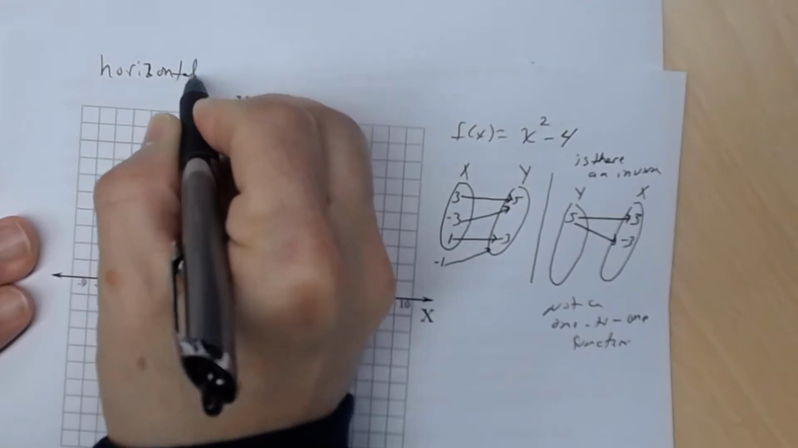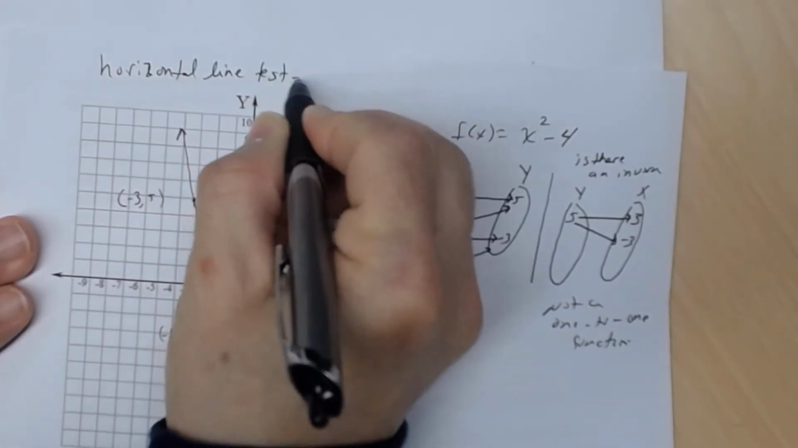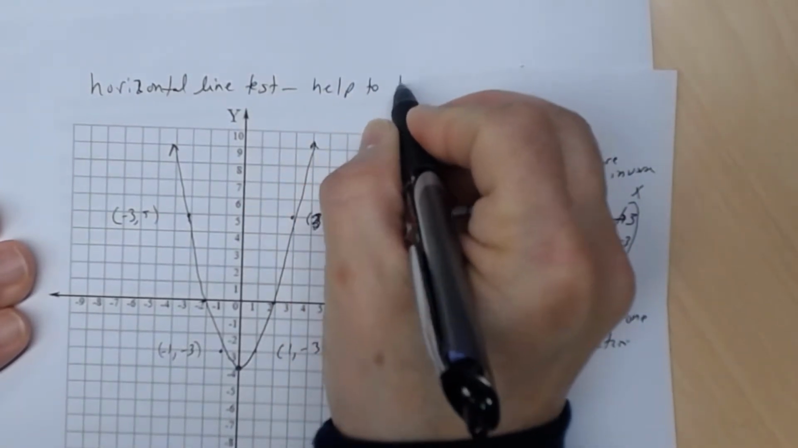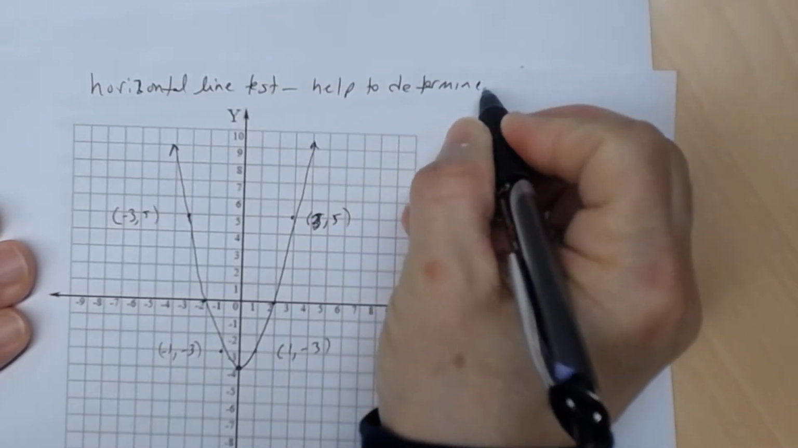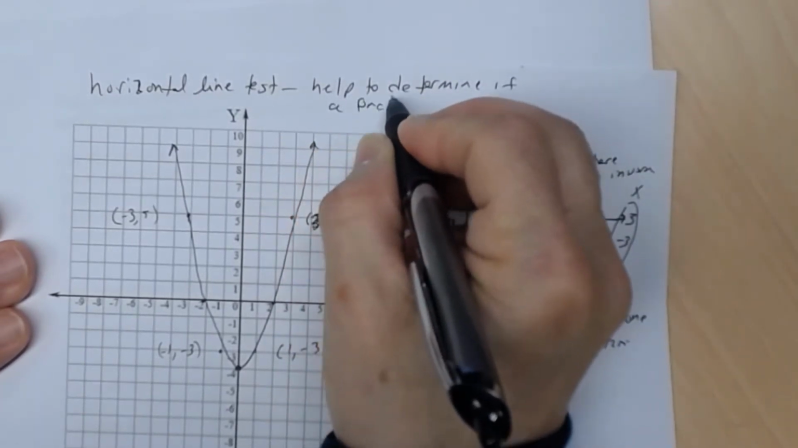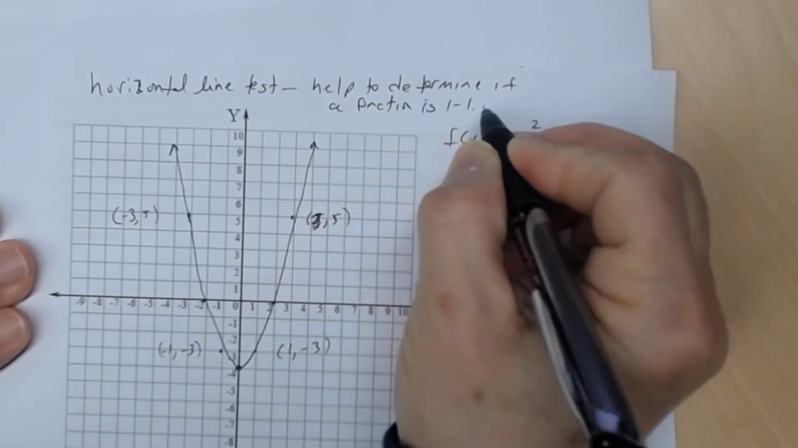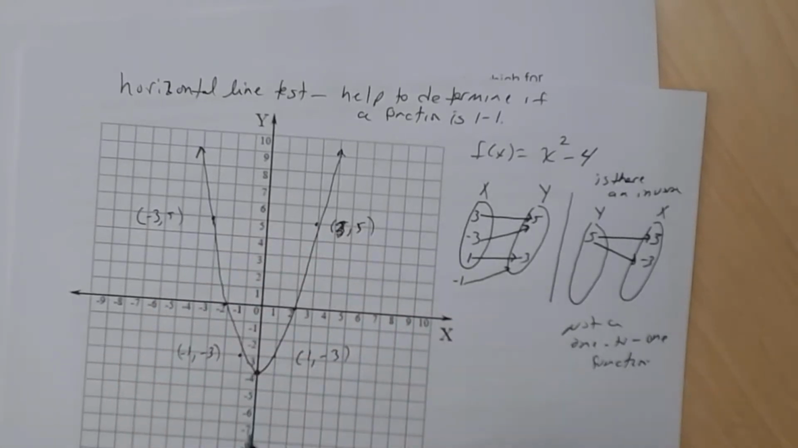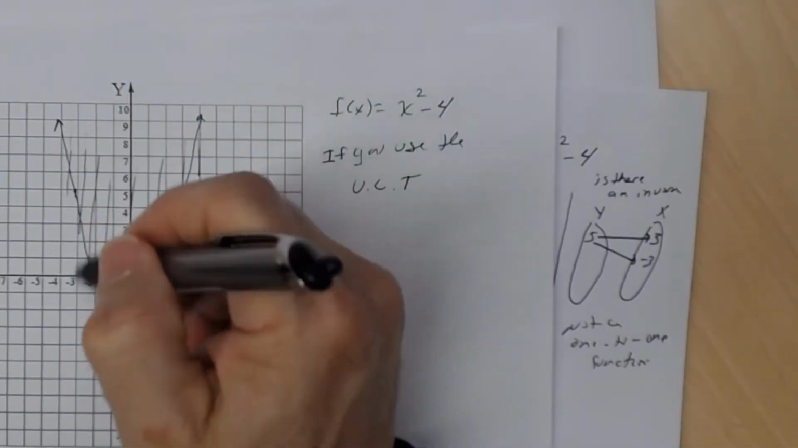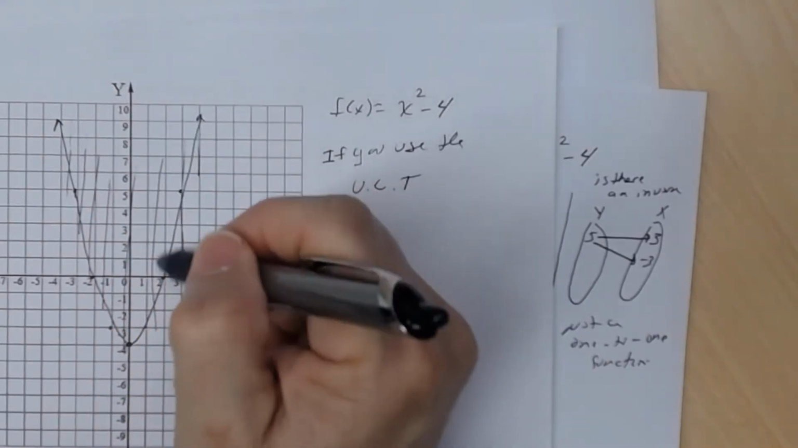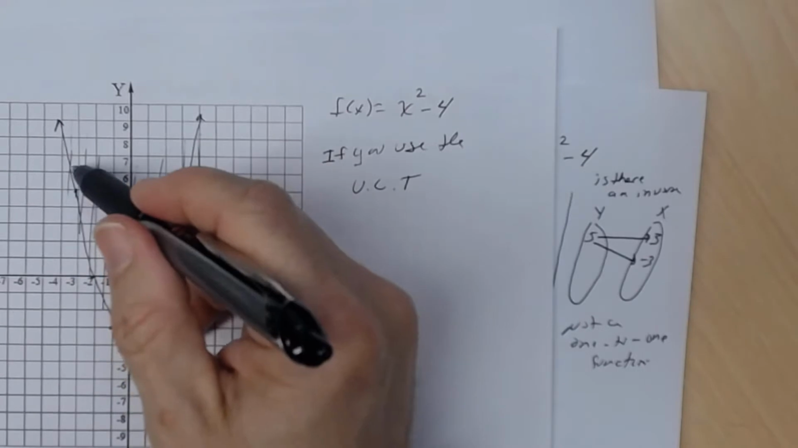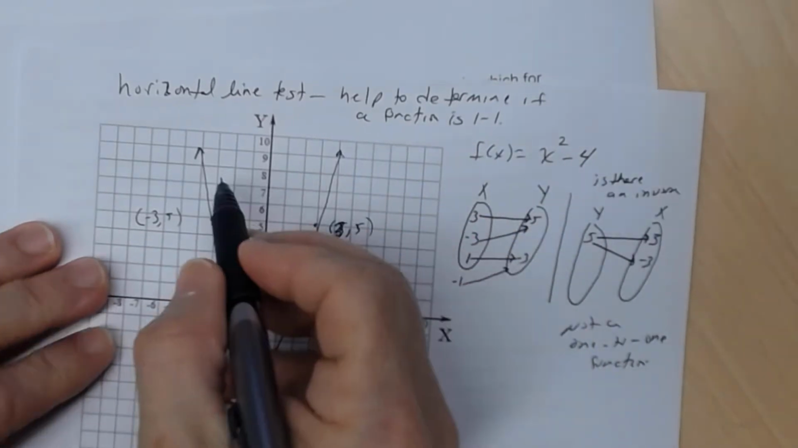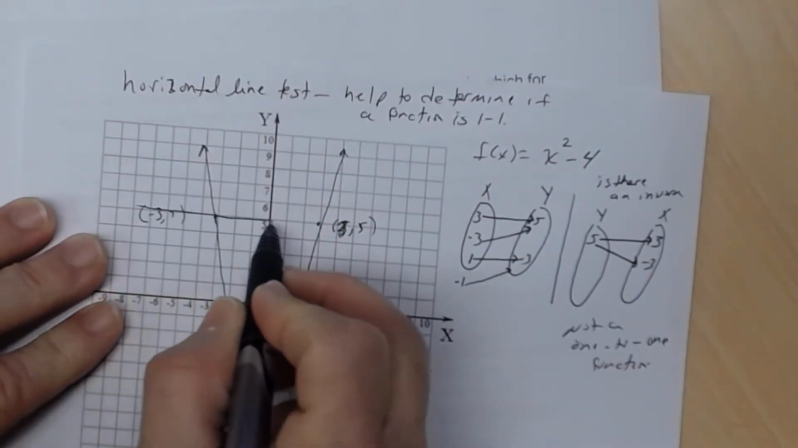Horizontal line test. The horizontal line test will help to determine if a function is one-to-one. I'm going to write it like this, one-to-one. Notice, just like the vertical line test, when I draw the vertical line, it can only intersect once. Which means that for each of these x values, there's only one y value. Now the horizontal line test, let's go back to this one right here.